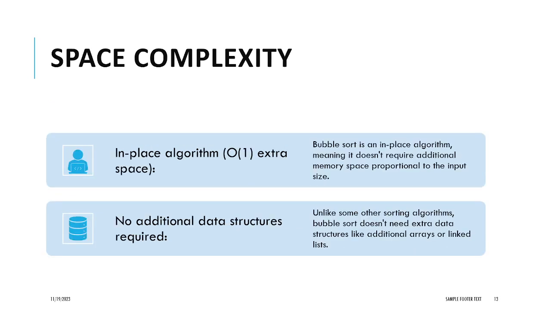Now you'll find that bubble sort is good at space complexity because it's an in-place algorithm. So it doesn't require additional memory space to run the algorithm. It runs on its own with just the data structure we have in place.